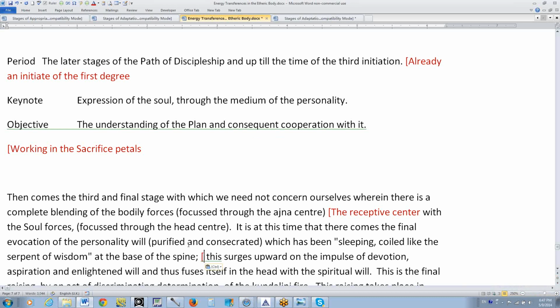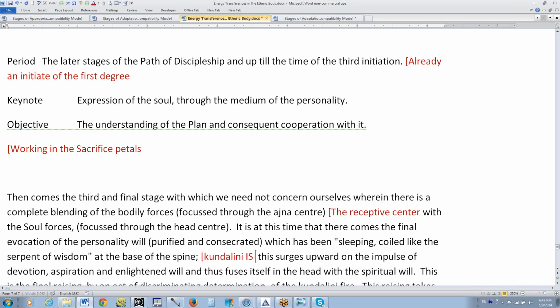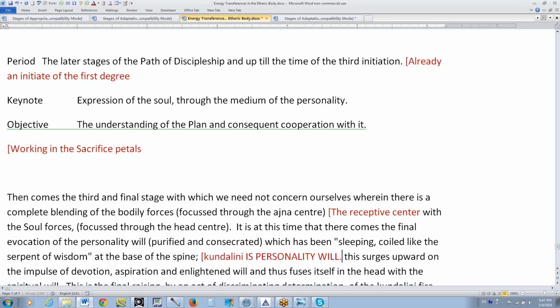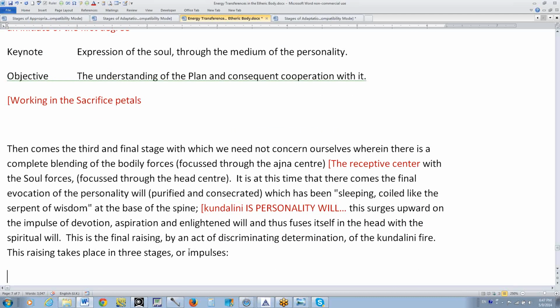So he's telling us that Kundalini is personality will. And there are always different perspectives on these various energy factors within our system. And this surges upward upon an impulse of devotion, aspiration, enlightened will. Interesting. What causes it to surge upward? Devotion, aspiration, those things are not out of the question. They are part of the Kundalini upward rising.